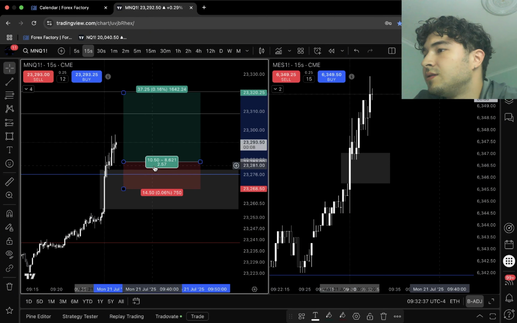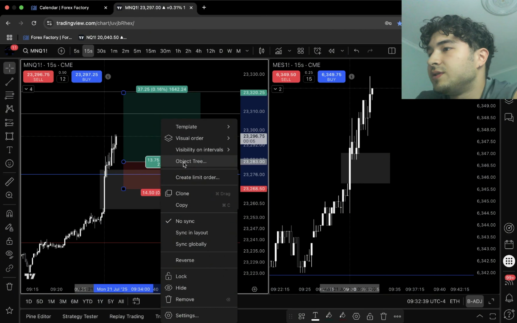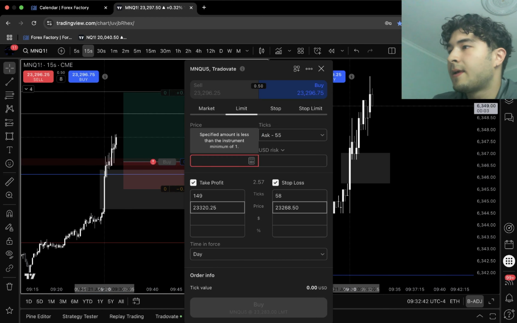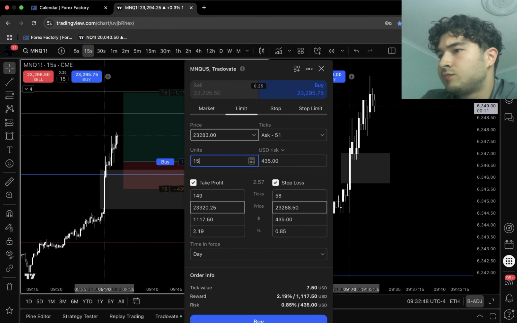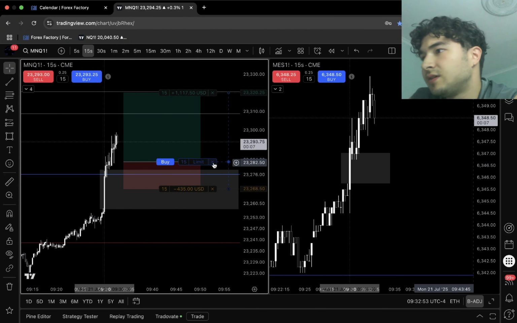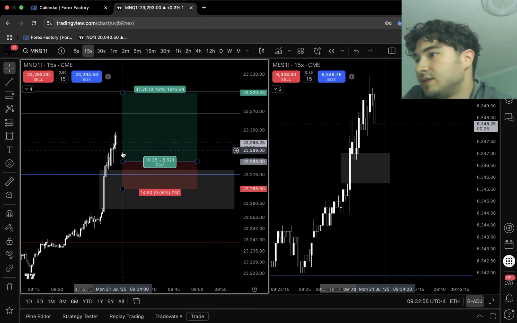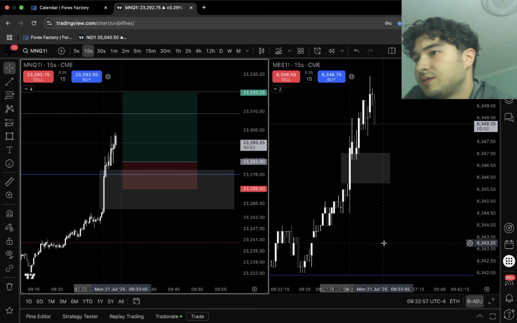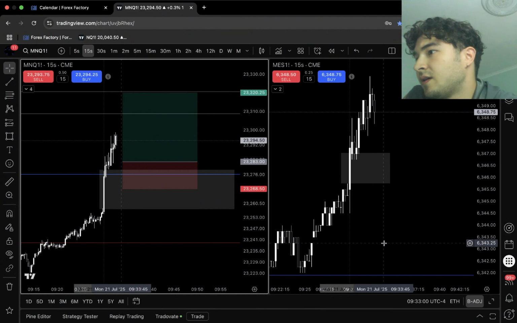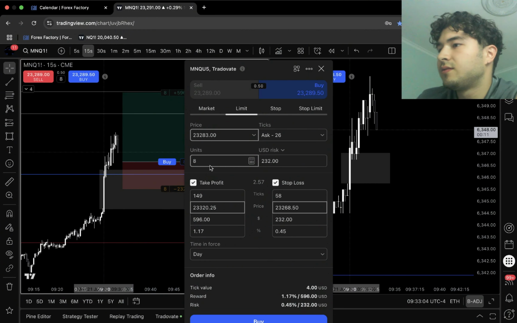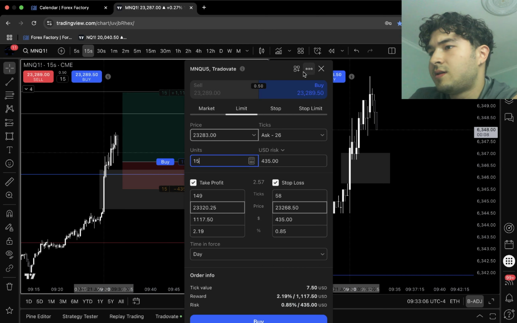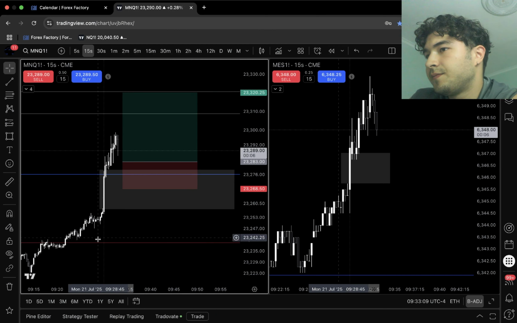Let's see. If we risk 15 points, we would risk $348. 15 points, 15 contracts. If I was to take this trade, I would risk 15 contracts. How much would I make? If that's the case, 1,100, okay.